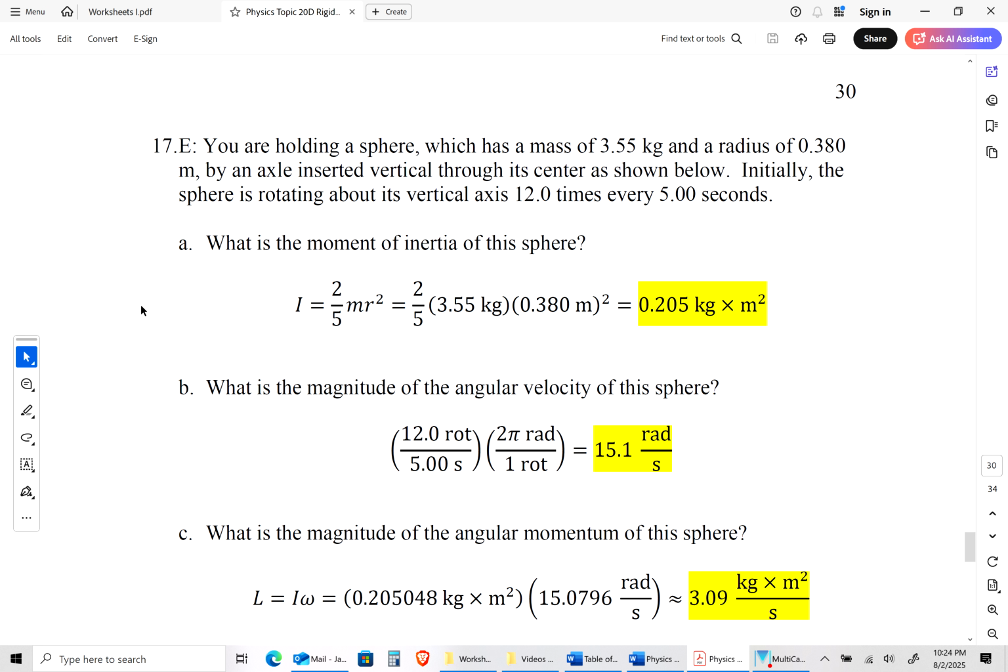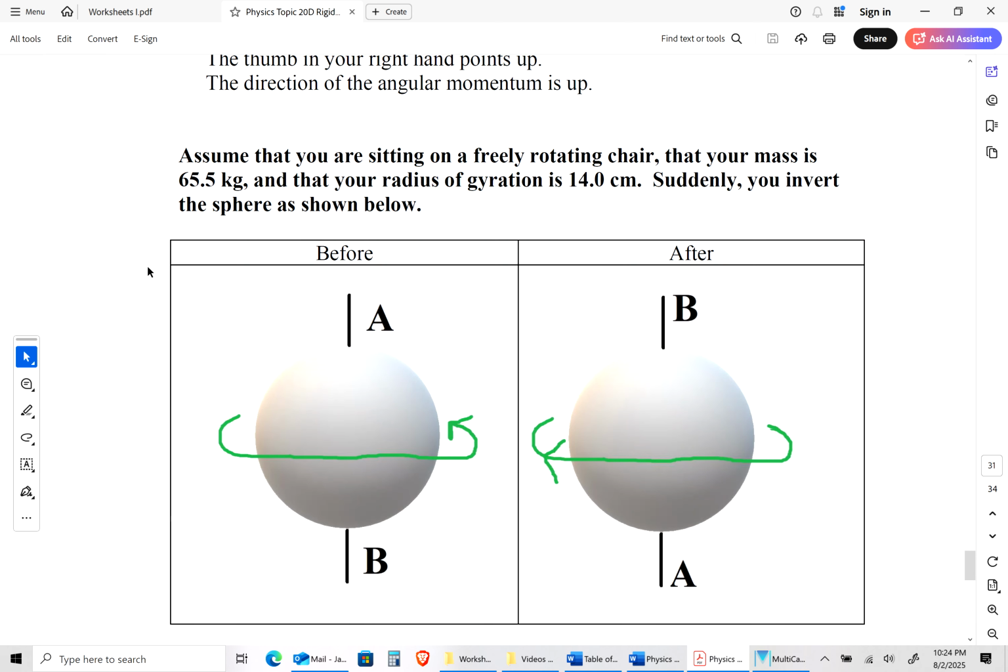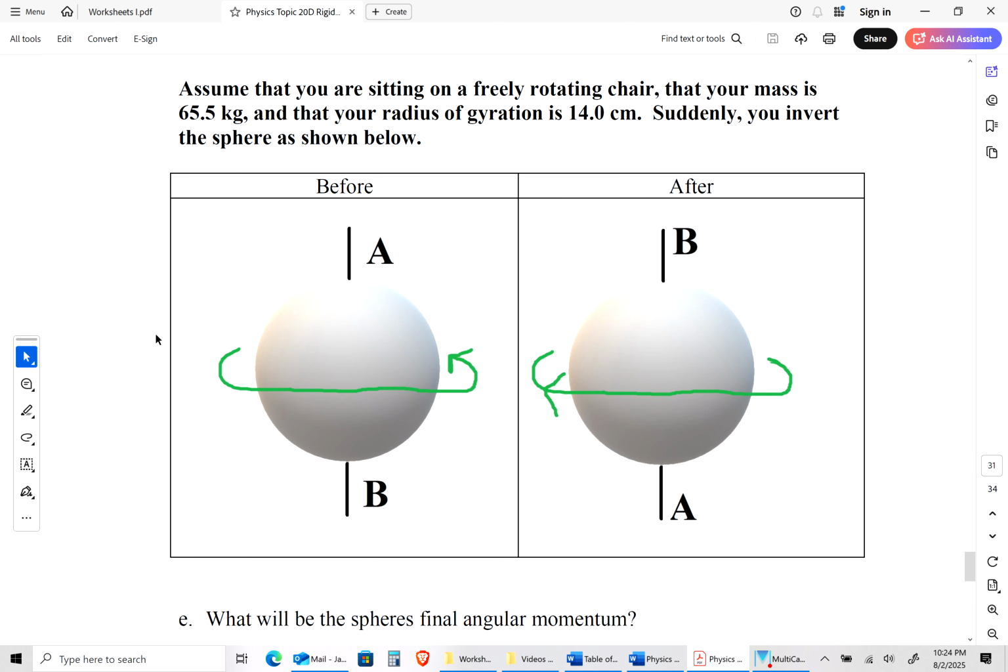Question 17. You are holding a sphere which has a mass of 3.55 kilograms and a radius of 0.380 meters by an axle inserted vertically through the center as shown below. Initially the sphere is rotating about its vertical axis 12 times every 5 seconds. So let me show you the figure. It's this. Look at the before image. It's rotating.